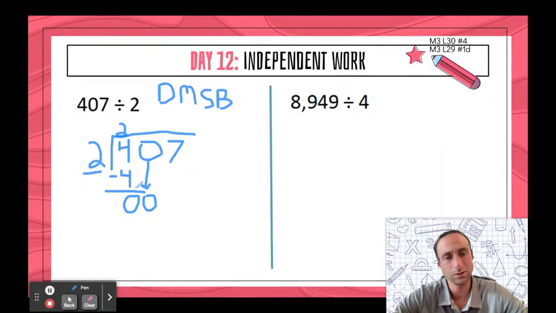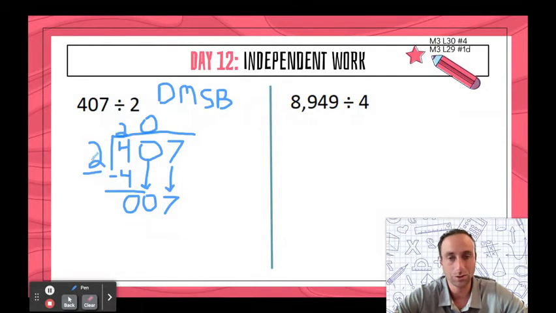How many times can 2 go into 0? It can't go in, so it goes in 0 times. All right. 2 times 0, right? 0. 0 minus 0 is 0. So you know what? We're going to bypass all that. We're just going to bring down the 7.